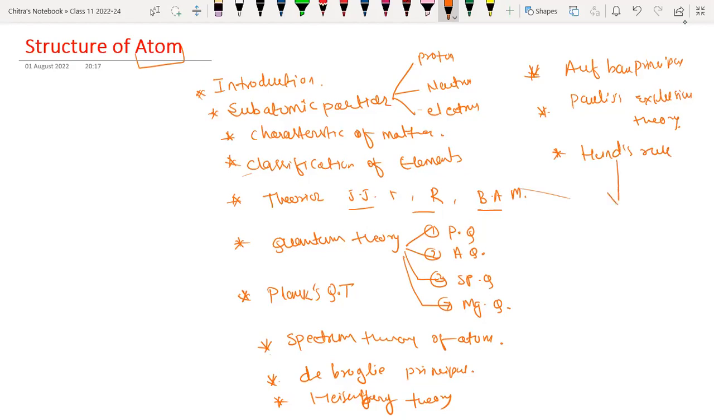Okay, everyone. On that basis, by using all these three, we are going to write the electronic configuration. Only we have to understand here the theories given by Aufbau, Pauli, and Hund. So this is nothing but the content of this chapter. In this chapter, we are going to cover all these points.